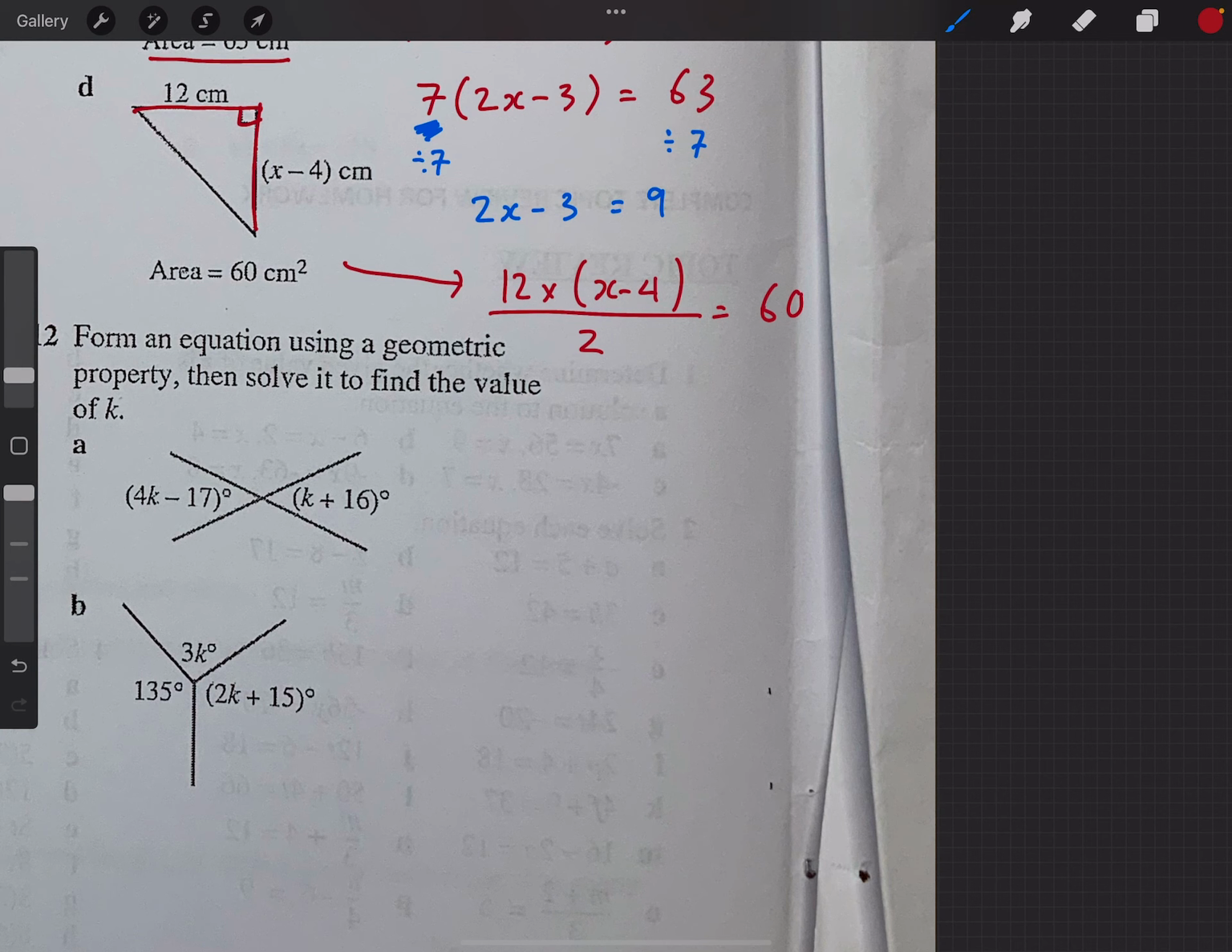Okay, so the last thing that occurred was divided by 2. So let's times everything by 2. So you're going to get 12 times (x minus 4), and that's equal to 120. This cancels out with this, that's why there's no more 2 there. Okay. And now you can do either the backtracking strategy or expand it, and you'll get the answer.